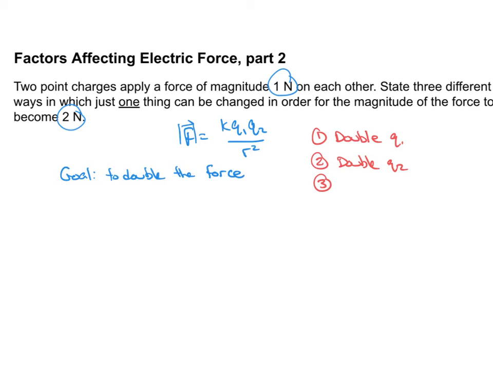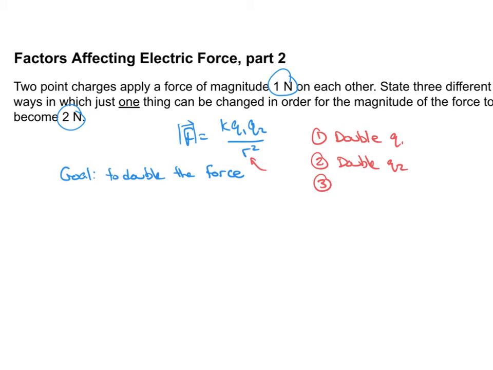And then the third way is a bit trickier. It's to keep the charges the same, but to adjust the distance. How can I adjust this distance so that when I do all the math, my force ends up being doubled? So the first thing you have to realize is that you actually have to make these charges get closer together. The closer together the charges are, the stronger the force is going to be.